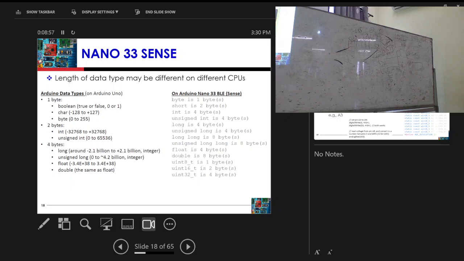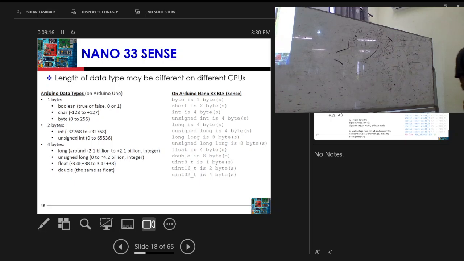So anytime you're using the Arduino Uno and you declare an int, the space created will be 16 bits. You can't go beyond that. But when you're using the Arduino Nano and you declare an int, it's always 32 bits. Right?